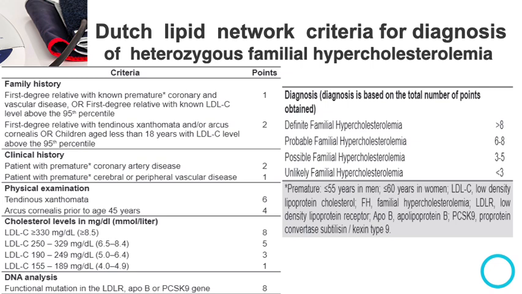DNA analysis can also be one of the criteria, wherein a functional mutation in the LDL receptor, ApoB or PCSK9 gene is noted. Now, the diagnosis of FH will depend on the number of points obtained from this Dutch Lipid Network criteria, wherein definite FH corresponds to more than 8 points, probable corresponds to 6 to 8 points, possible FH is 3 to 5 points, and those who have less than 3 points are unlikely to have familial hypercholesterolemia.